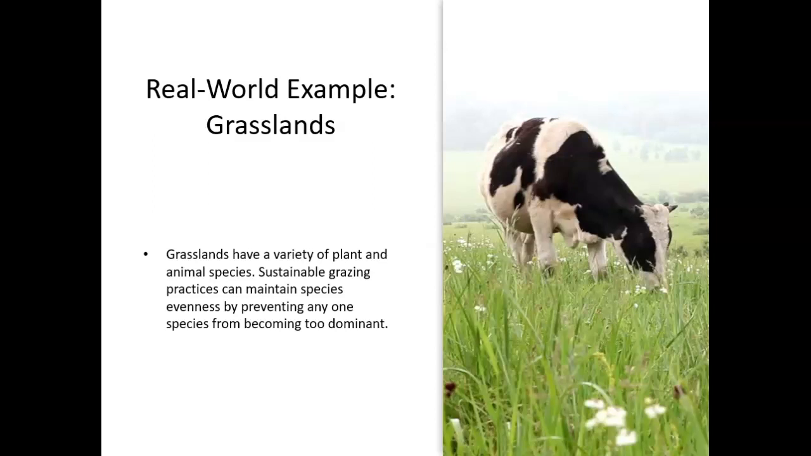Here's another one, in the grasslands. Grasslands have a variety of plants and animals. Sustainable grazing practices can maintain species evenness by preventing any one species from becoming too dominant.